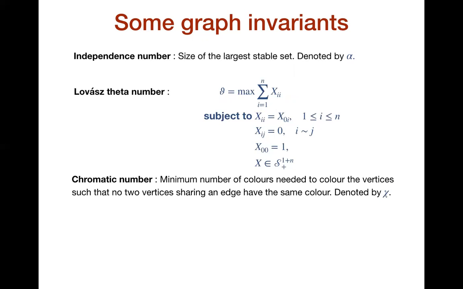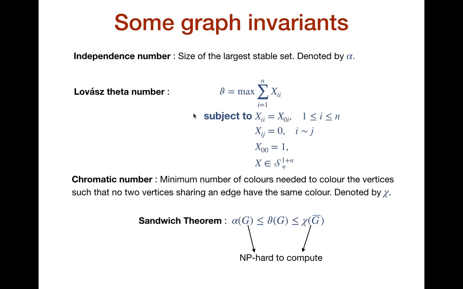No two adjacent vertices have the same color, and it's denoted by chi of G. And the sandwich theorem tells you that this alpha of G and this chromatic number are NP-hard to compute. Although they are NP-hard to compute, there is this Lovász theta which can sit in between these two quantities. And this is known as the sandwich theorem, and it's quite interesting.